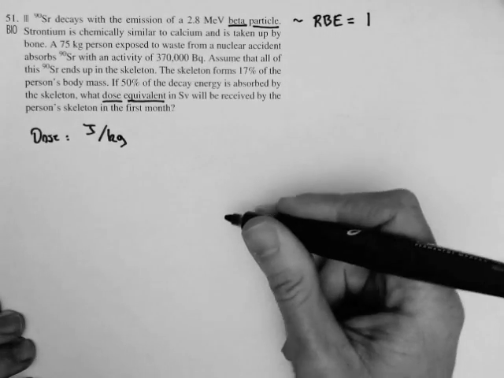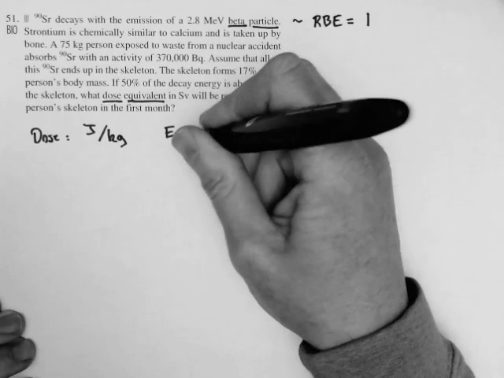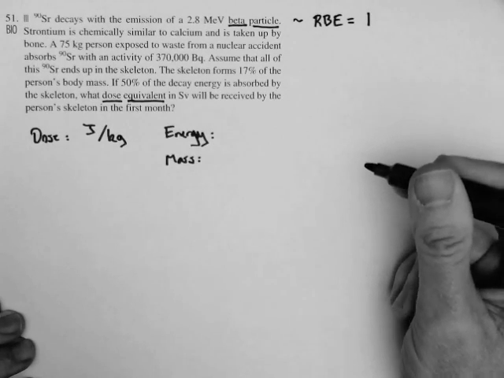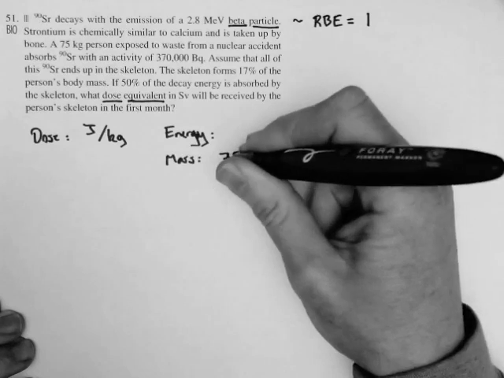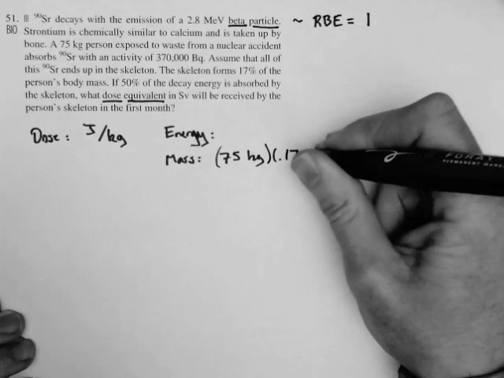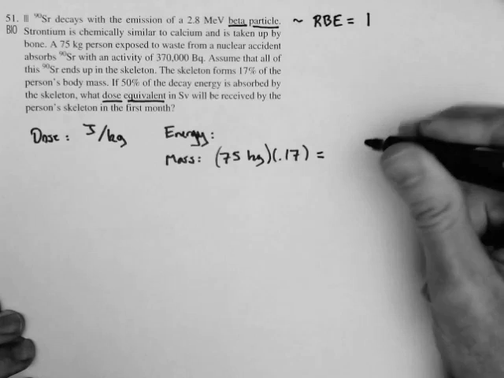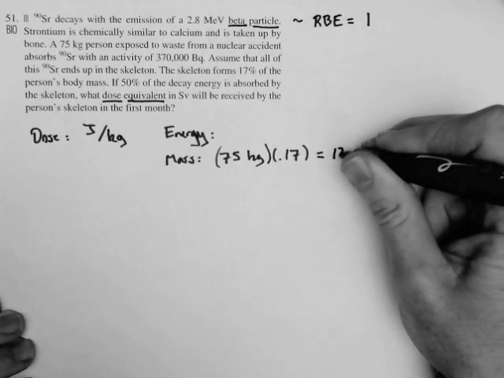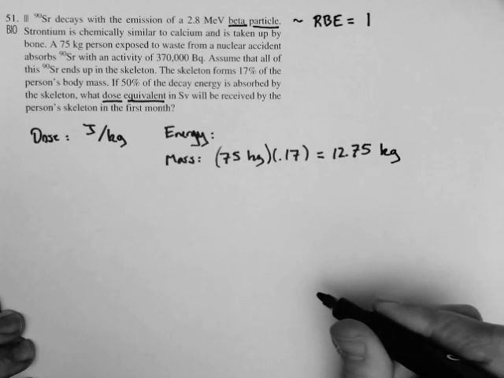So we need to work out two things. First off, we have to work out the energy that's absorbed, and then second, we have to work out the mass of the tissue that absorbs that dose. Now, the mass is pretty straightforward. The person has a mass of 75 kilograms. Of this, 0.17 is the mass of the skeleton, and so you end up with a skeleton mass of 12.75 kilograms. And we're going to keep a couple of extra significant figures because it's the intermediate stage of the calculation.